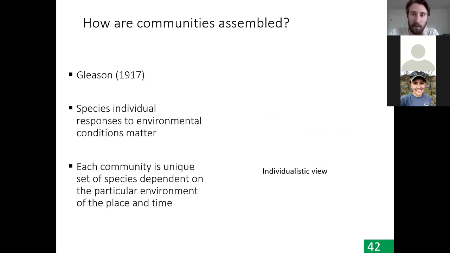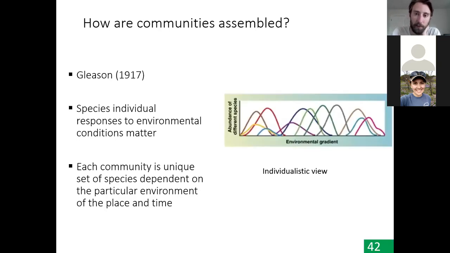In contrast to that, we have the views of Gleason around the same time, early 1900s. And Gleason was arguing, no, these species are not really doing this. They're not co-occurring so often together. He thought that communities were more a result of species' individual responses to their environment, and that each community is a unique set of species that just happens to develop in a particular place and time. So it's a much more individualistic view about species. Every species is just interacting with its environment in a specific way.